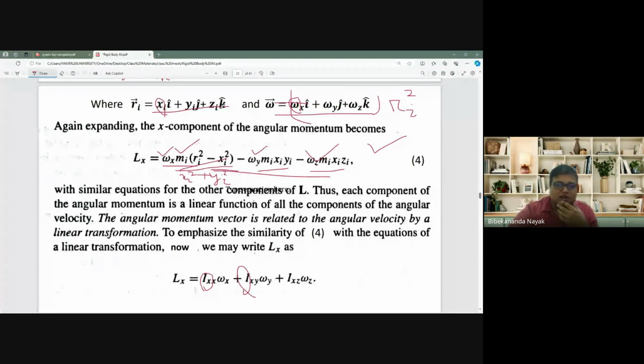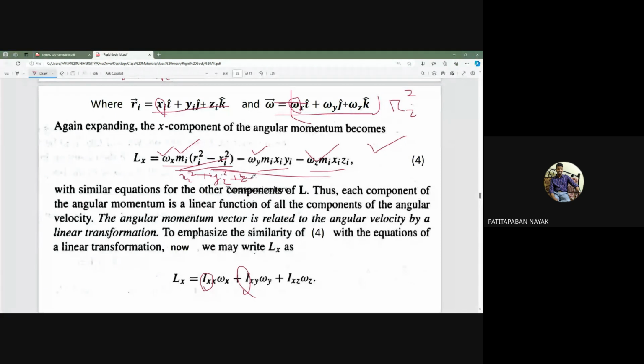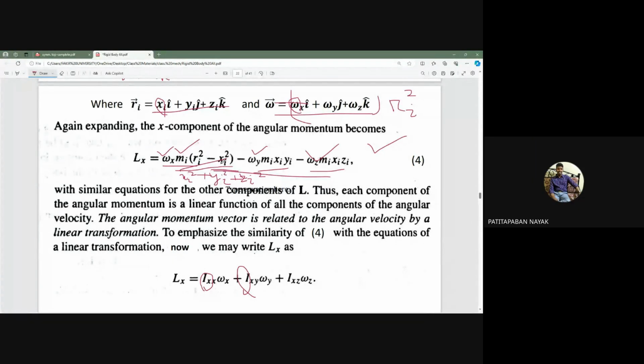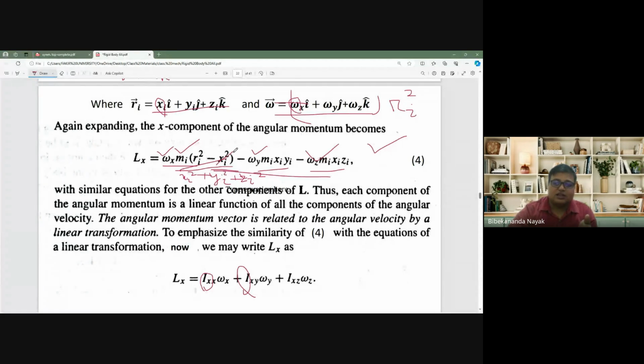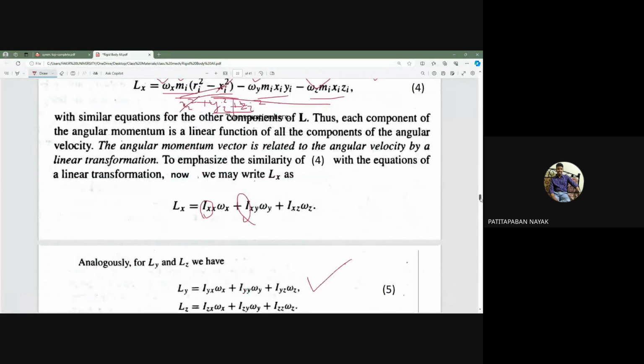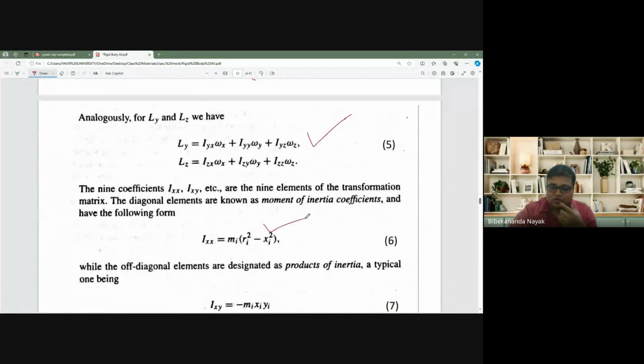R is a vector x_i i cap plus y_i j cap plus z_i k cap. Then what is r_i square? x_i square plus y_i square plus z_i square. Is it not? Yes, sir. So the bracketed term will be how much? x_i square plus y_i square plus z_i square minus x_i square. So x_i square cancels, only y_i square plus z_i square remains. So I_xx is nothing but m_i into (y_i square plus z_i square).